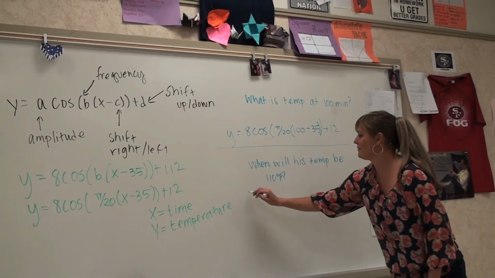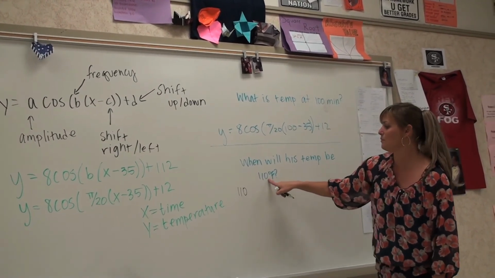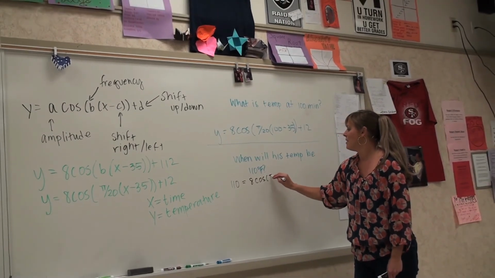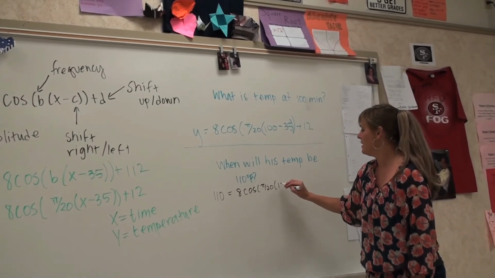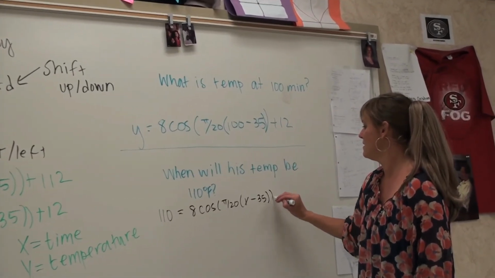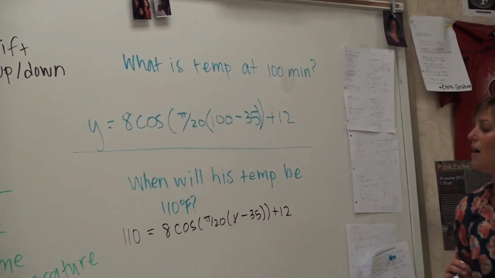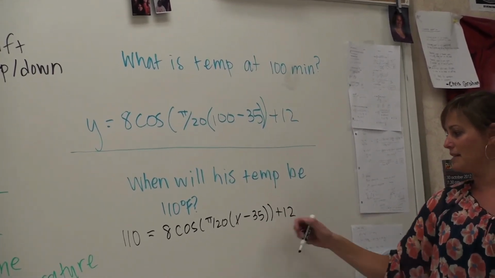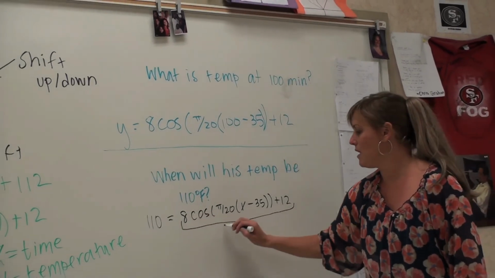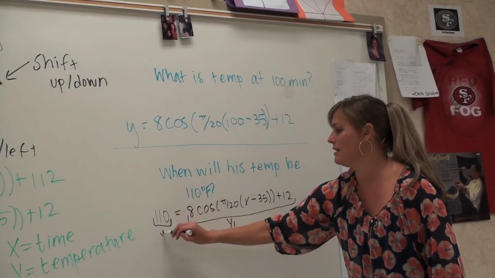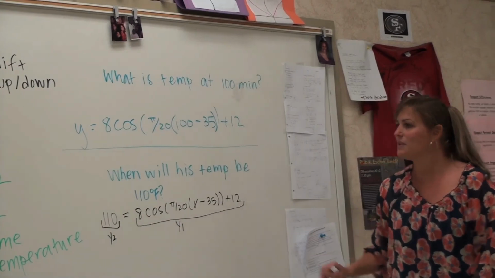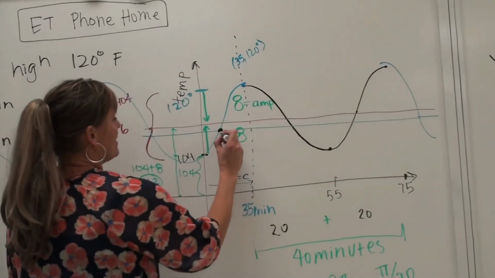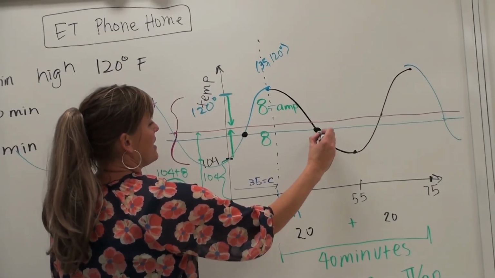So let's see. I'm going to do this. 110. So now this is a y value, so I set it equal here. 8 cosine of pi over 20 times x minus 35 plus 112. Now, I really think that the easiest way for you guys to solve this equation would be to type it into your calculator and put this on y1 and put this on y2. And if you do that, you can come up with 2 answers. Oh, it looks like you would get one right here, and you would get one right here.